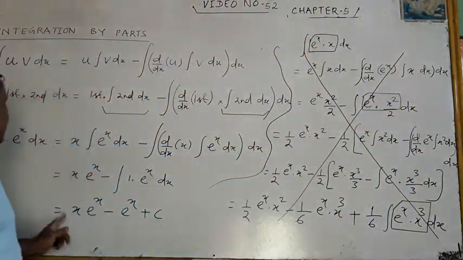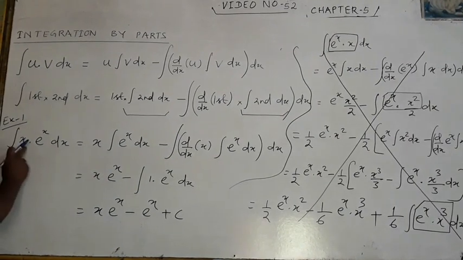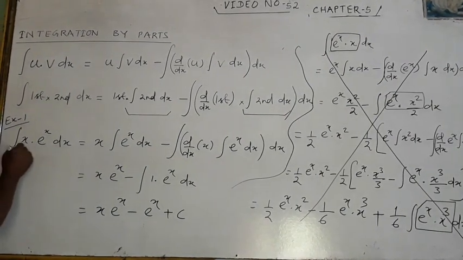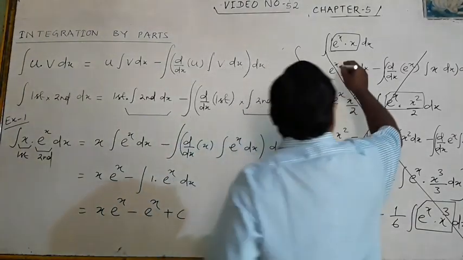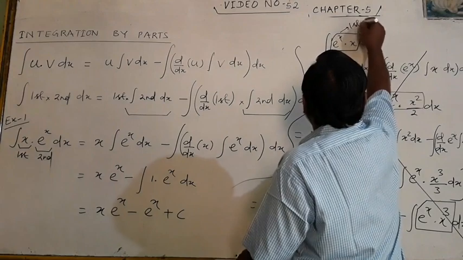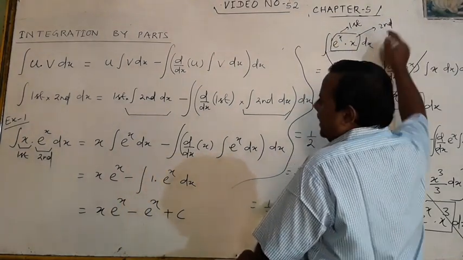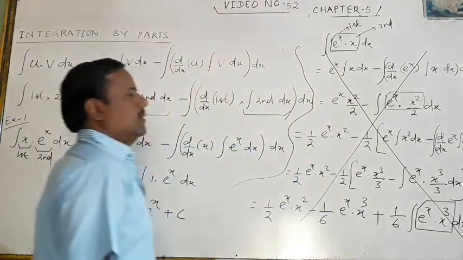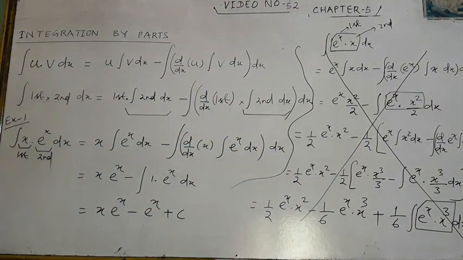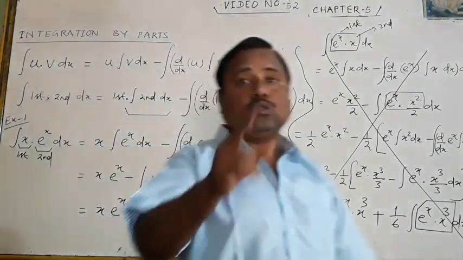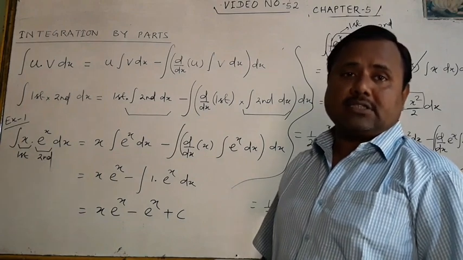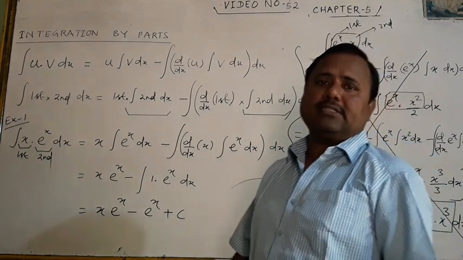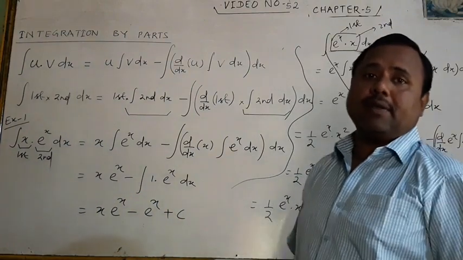Look here. The right method is e to the power x into x, taking x as the first function and e to the power x as the second function. What am I taking there? I am taking e to the power x as first function and x as second. There, x as first, e to the power x second. So it is very important for integration by parts to choose which one is the first function and which one is the second function. Now for this there is a formula. What formula? I will tell it.